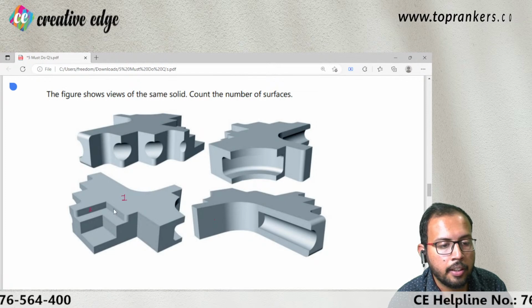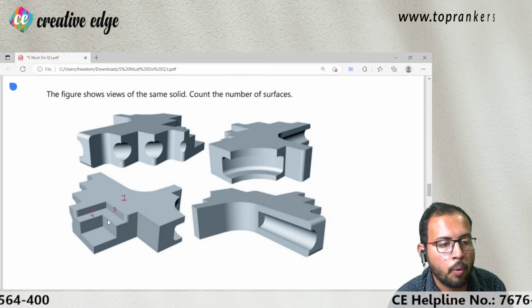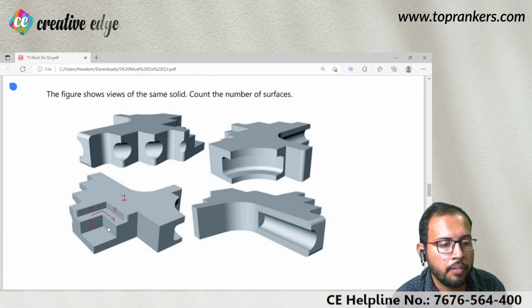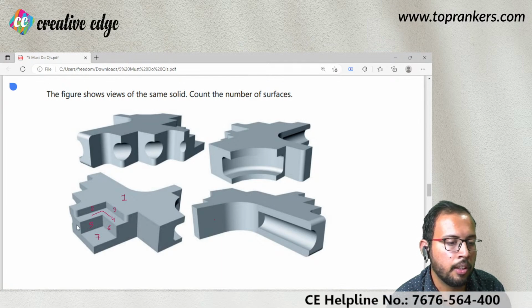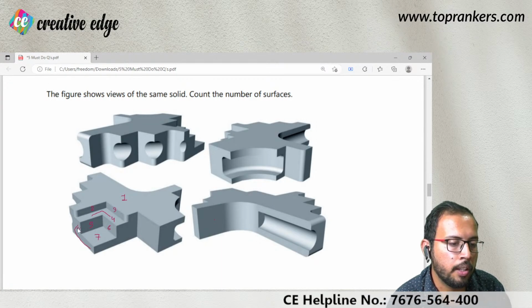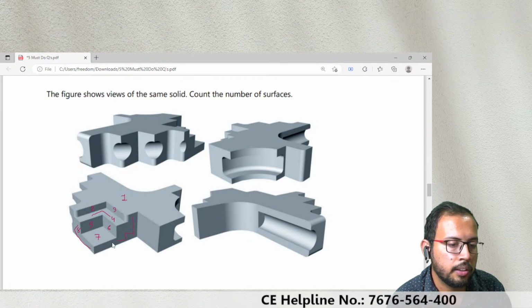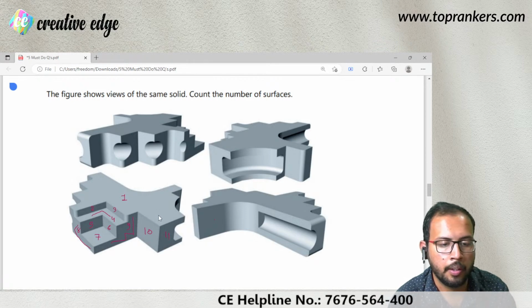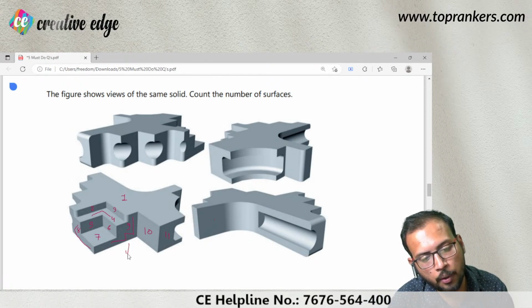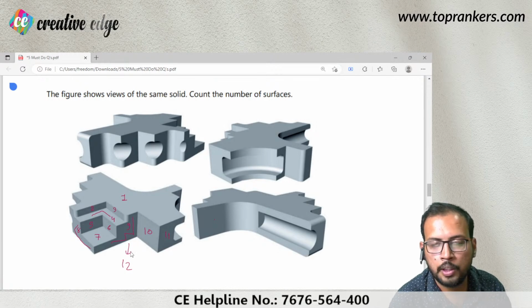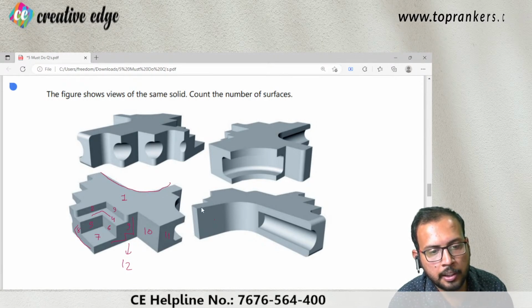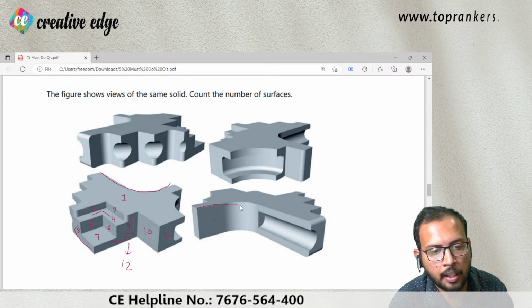This is the second, third, fourth. In fact, this entire one is going to be my fourth surface. Fifth, sixth, and this is the seventh one. This is the eighth one. This is the ninth one. This is the 10th one. This is the 11th one. तो अभी तक मैंने 11 सरफेस काउंट किए हैं, और जो नीचे वाला है, that is the 12th surface. Now if I look at this part, this part is something I can see here.